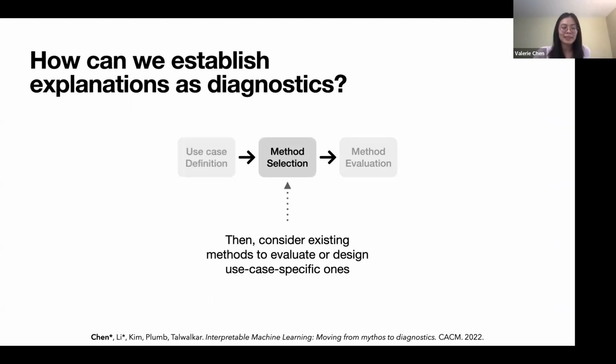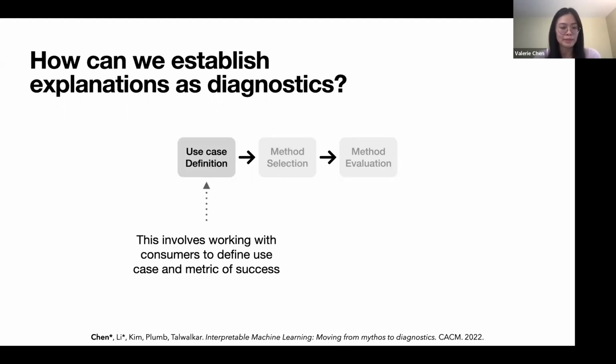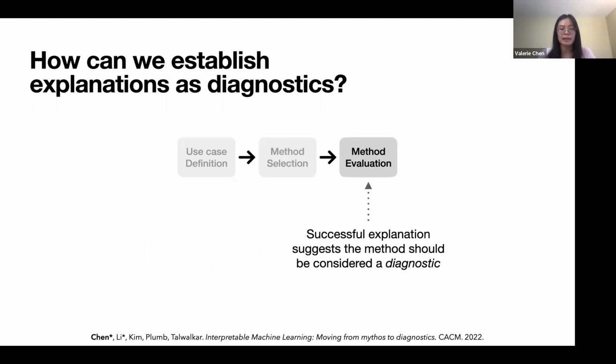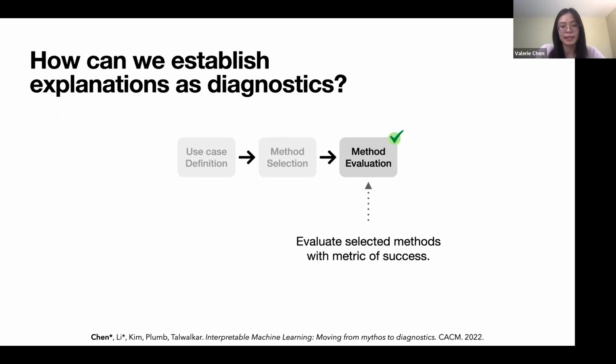And so with that in mind, we consider what types of methods may be suitable for the use case that has been defined. Sorry, I'll go back quickly in terms of defining a use case. This often will require talking to real consumers, or at least getting to know the things people care about. I'll go into that in more detail later. The next step is pretty straightforward: identifying either existing methods or designing ones that might be specific to the use case that you care about. And then finally, evaluating this method on the metrics that you defined. And if successful, then you can consider this explanation to be a diagnostic for that use case.